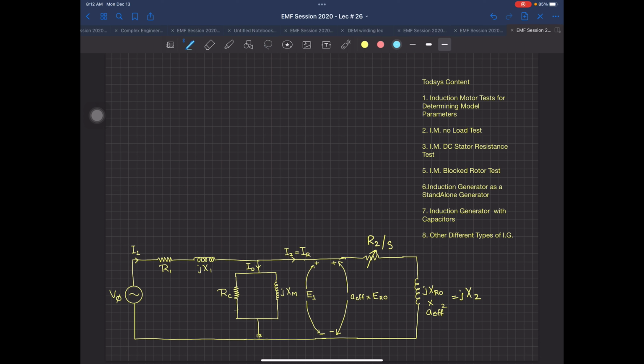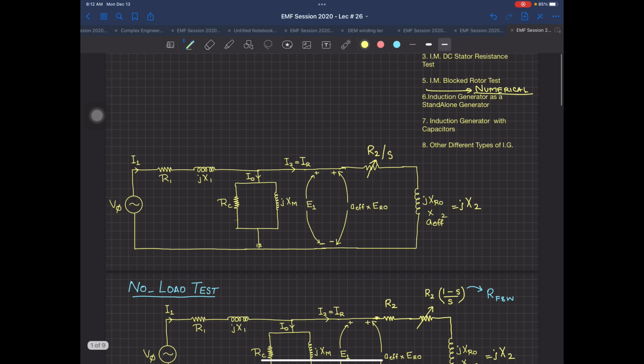So practically this is one numerical at this point. So we are going to do one numerical as well. This is from your solved examples over here. Okay, first of all, the equivalent circuit over here.